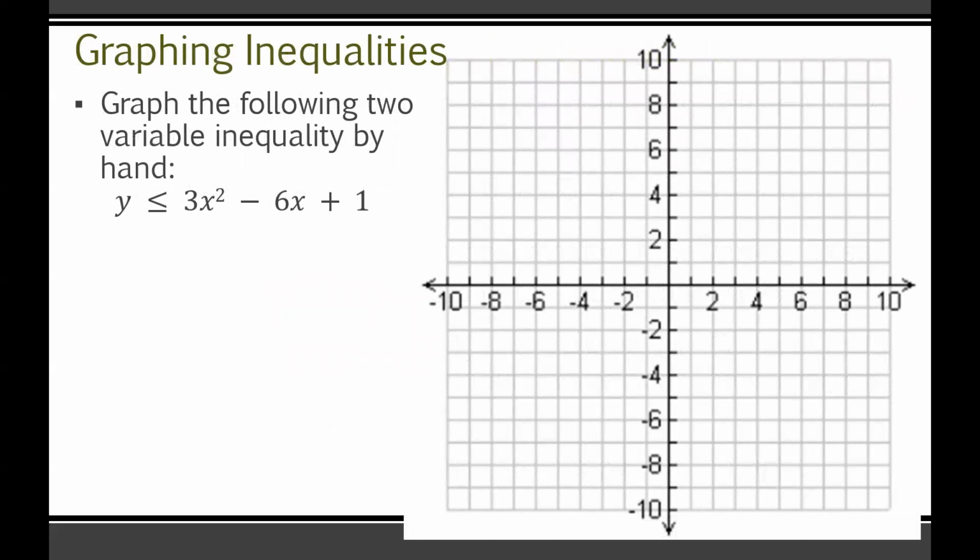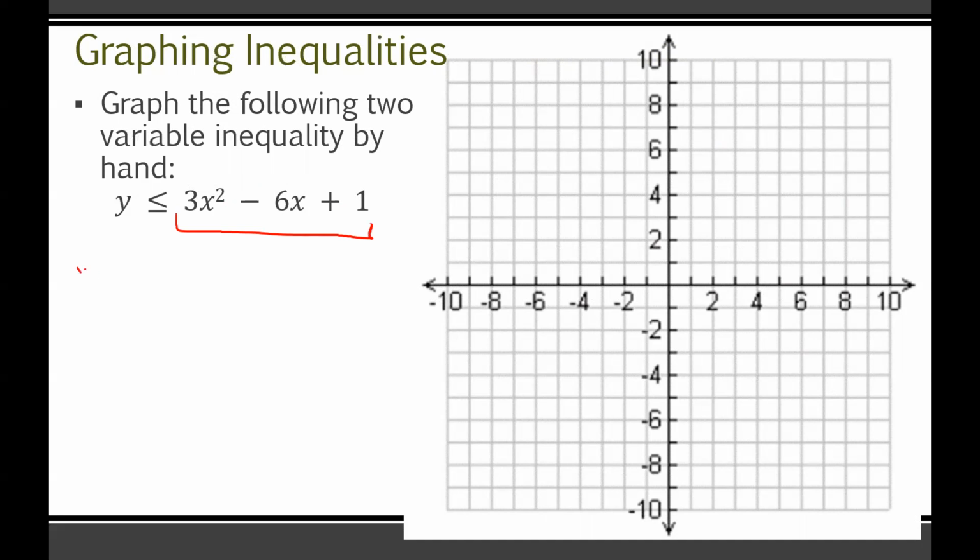All right, so here's a more typical kind of example. Graph the following two-variable inequality by hand. In other words, no graphing calculators needed here. Since it's a quadratic inequality and we have two variables, y and x, that's where we actually put it on a two-dimensional graph. To graph this, because it's a quadratic, we should start by finding our vertex.